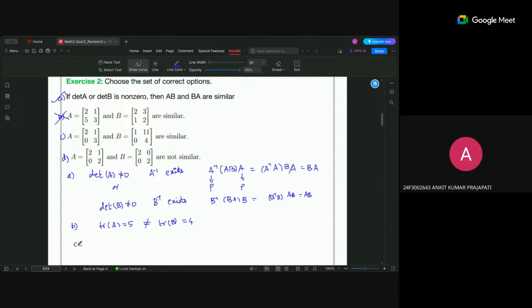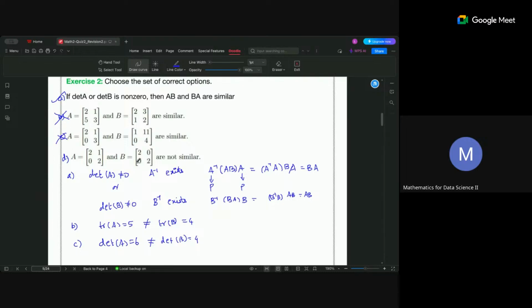What about option C, ma'am? The trace is the same. Okay, then what about the determinant? Not the same. Determinant of A is 6 and determinant of B is 4. Determinant here is 4 and here it is 6, right? How can they be the same? Okay, ma'am, they are not equal, right? So they cannot be similar.